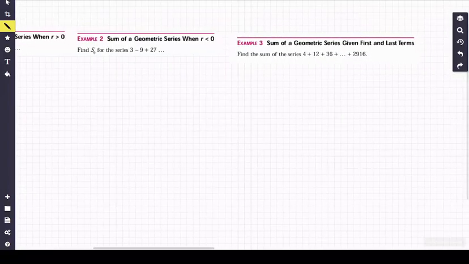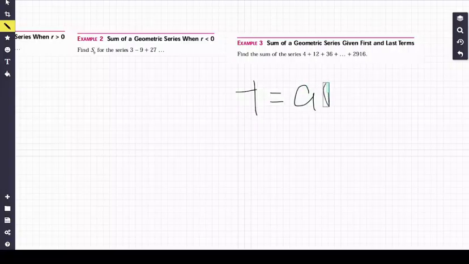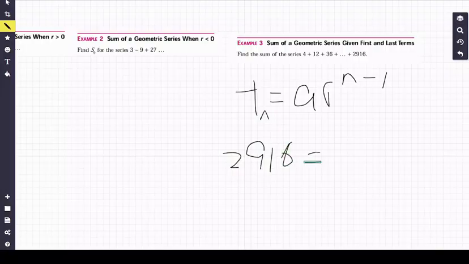Anyways, last one. We look at this and we're not given the number of terms. So we have to recall some formulas that we did last time. T_n equals a r^(n−1), to figure out n. So the term is 2916, obviously. T_n is equal to a, which is 4, r, which is 3, to the n minus 1.